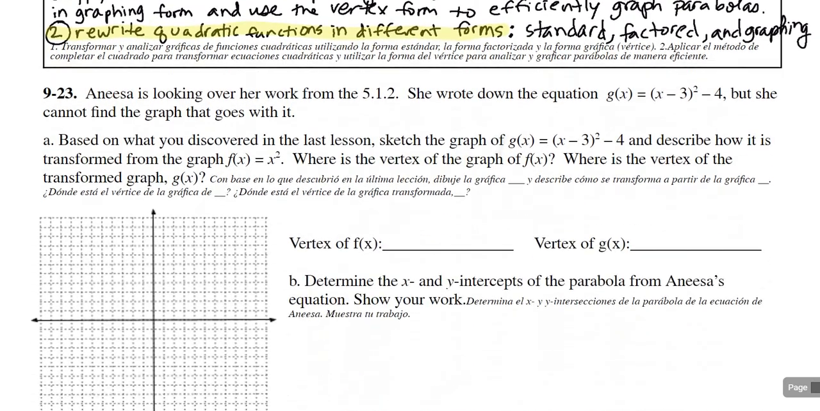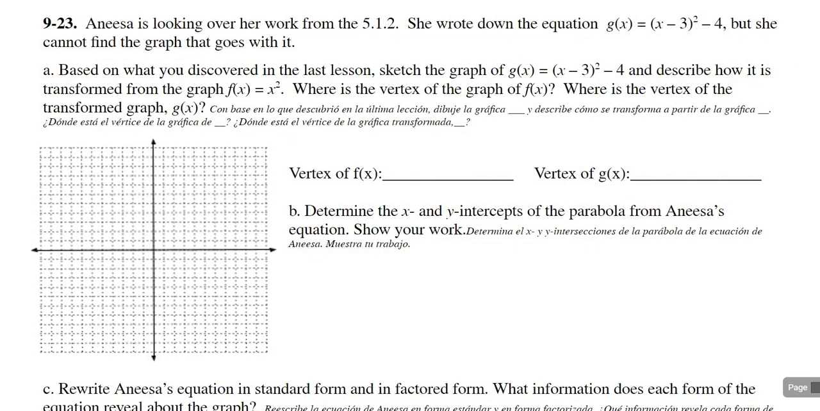Okay, let's get started. 9-23. Anissa is looking over her work from 5.1.2. She wrote down the equation g of x equals (x minus 3) squared minus 4, but she cannot find the graph that goes with it. Based on what we did in the last lesson, we're going to sketch the graph of g of x equals (x minus 3) squared minus 4, and then describe how it is a transformation from the graph f of x equals x squared.